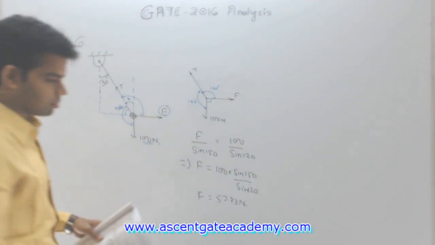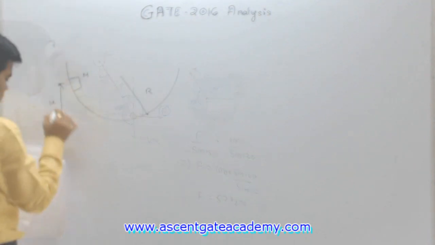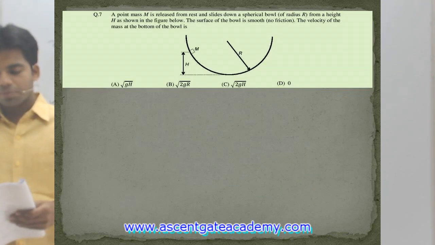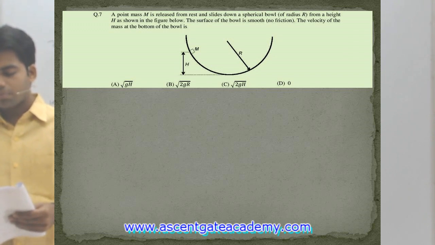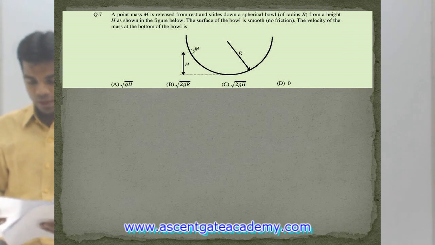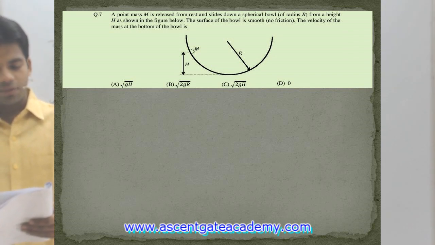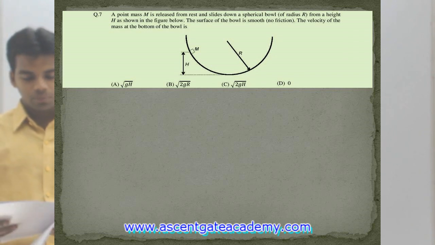Next, question number 7. Here is the question. A point mass m released from rest slides down a spherical bowl of radius r from height h as shown in the figure below. The surface of the bowl is smooth, no friction. The velocity of the mass at the bottom of the bowl is.